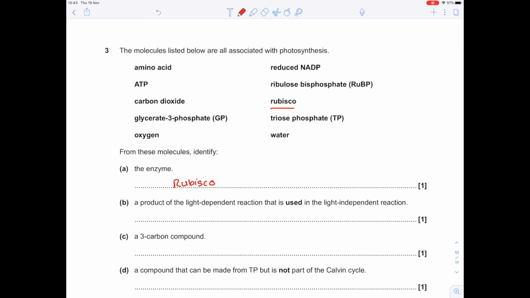A product of the light-dependent reaction that is used in the light-independent reaction. I keep talking to you about this. It's ATP or reduced NADP. It's up to you which one you put. A 3-carbon compound. Use the fact that there's a 3 in the name to help you here, so that's glycerate 3-phosphate.